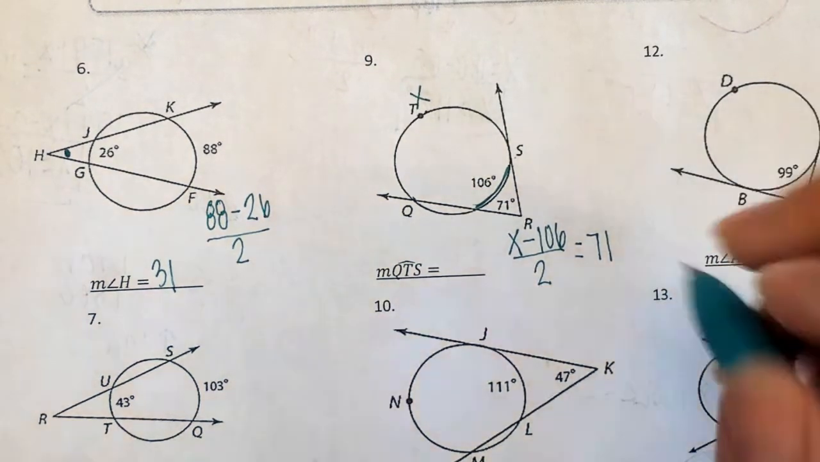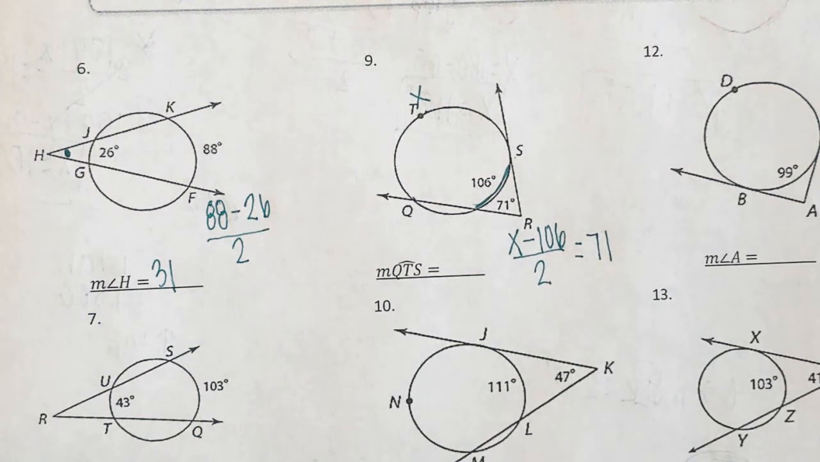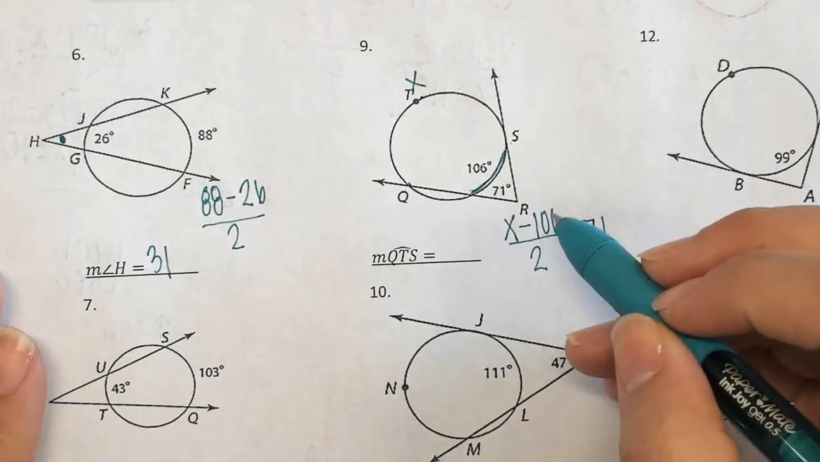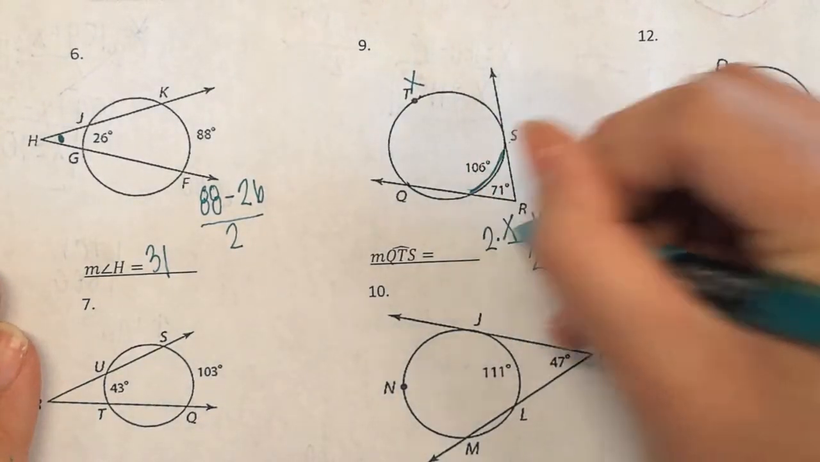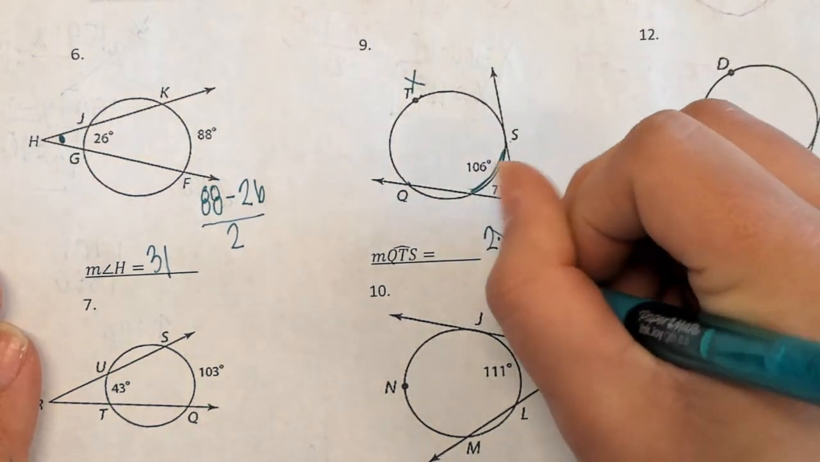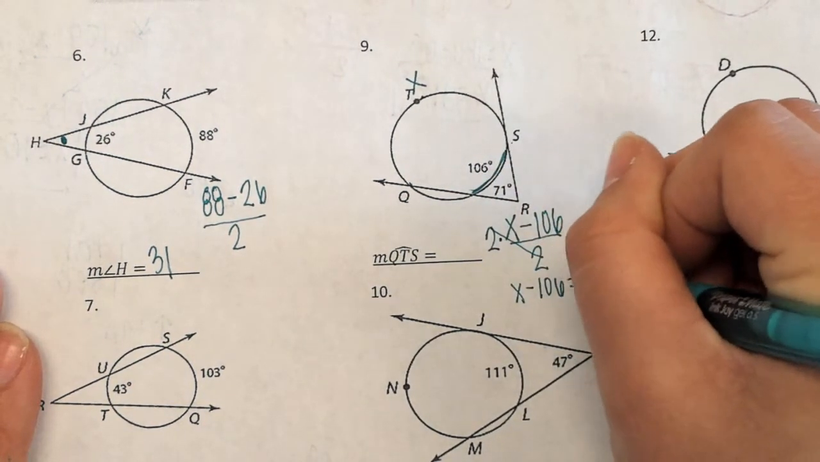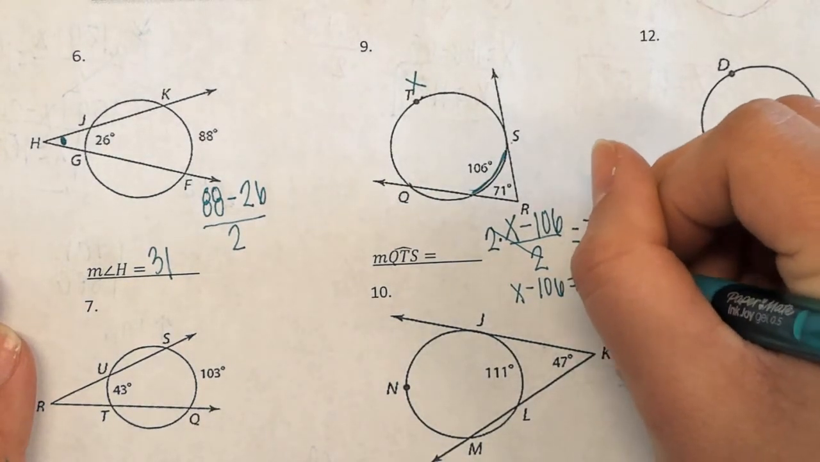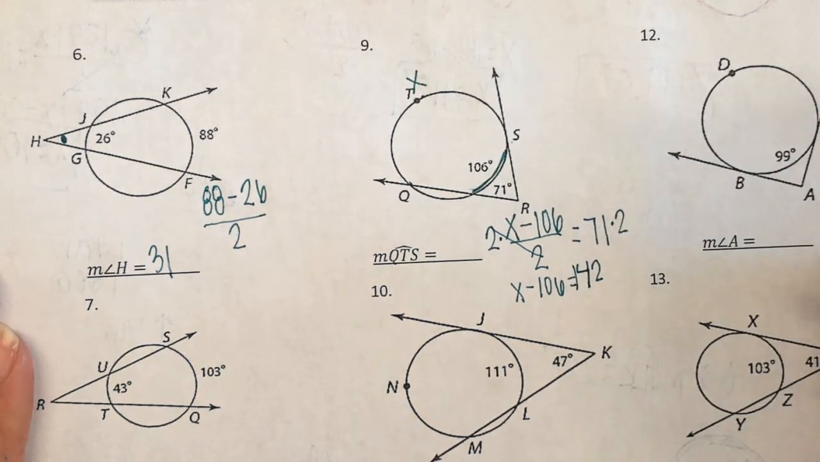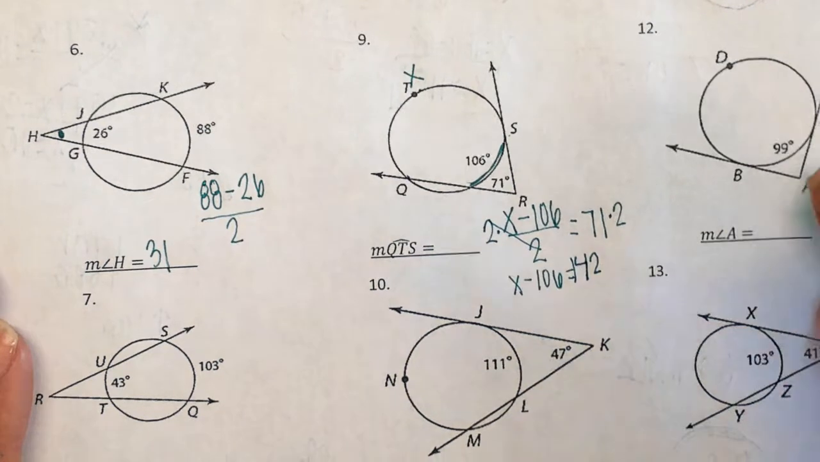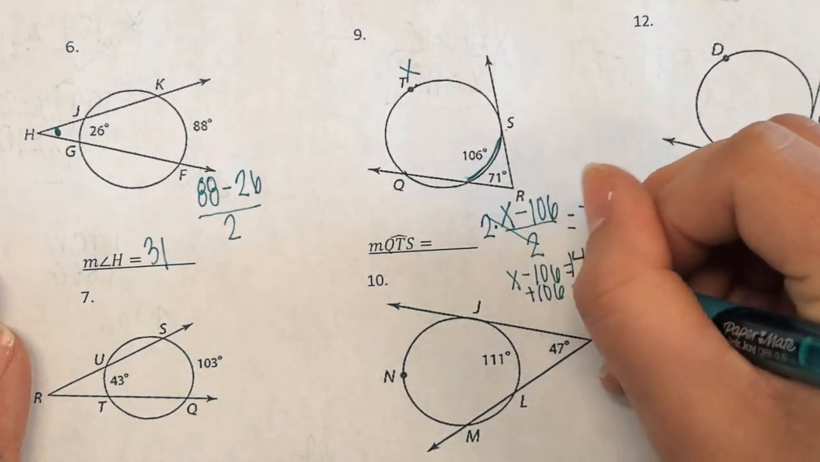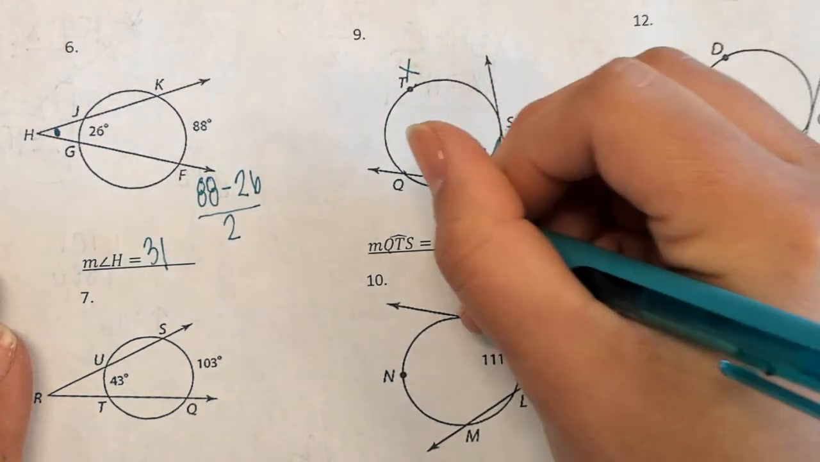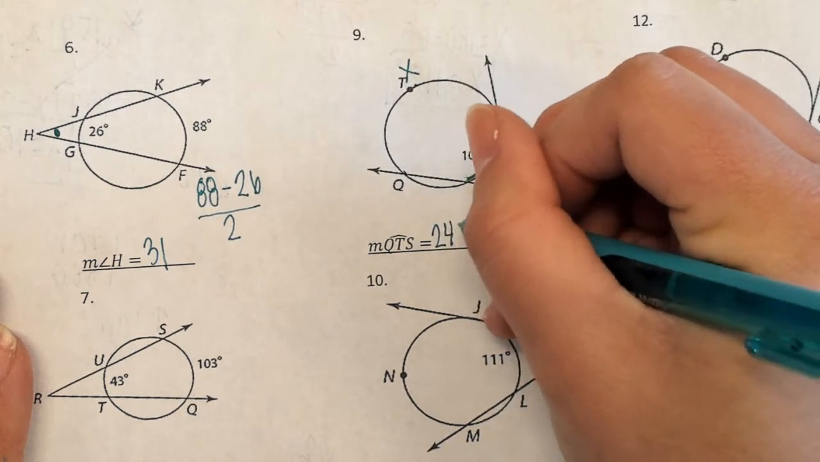Same formula. We're just, instead of solving for the angle, we're solving for the side. So x minus 106 divided by 2 gives you 71. How would I solve for x? Multiply by 2. So you're going to have x minus 106 equals 142. Add what? So x, which is your big angle, is equal to 48.